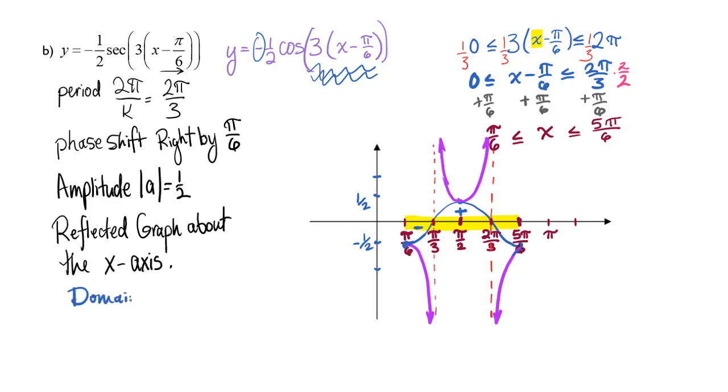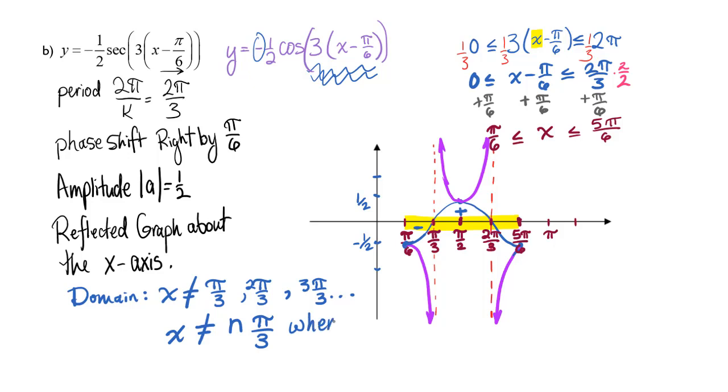The domain for this function is all real numbers except for x cannot equal pi over 3, 2 pi over 3, and you can see how this would continue on 3 pi over 3. So it's multiples of pi over 3. And so I can write this as x cannot equal n pi over 3, where n is an element of the integers.